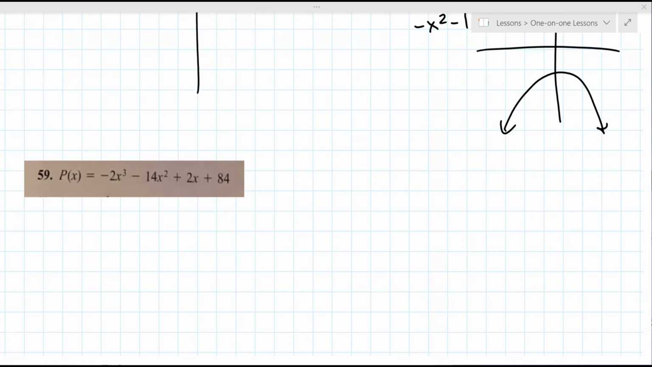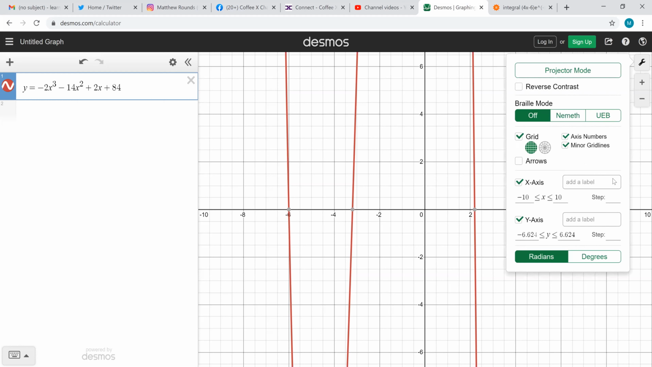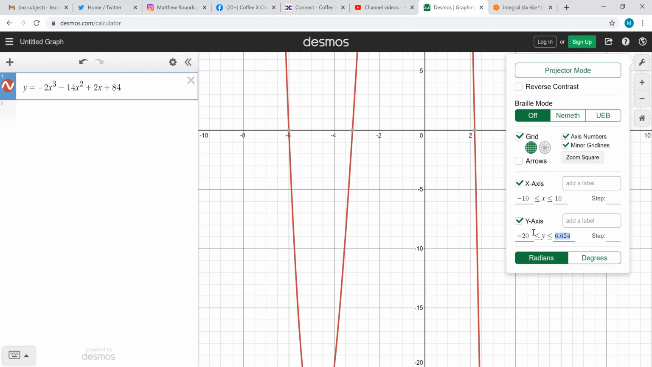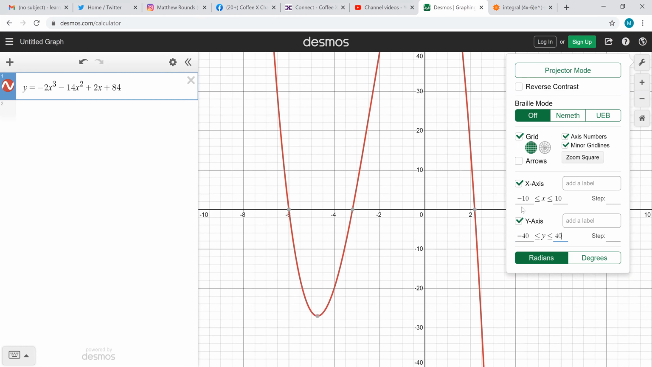Okay, so if you're seeing my screen, you should see the graph of this function. Now, what I see is that it kind of dips down and then comes back up. So what I really need to do is increase the y values. So go to the y settings. I'm going to change this to minus 20 to 20. I didn't quite get enough on either of those, so I'm going to change it to minus 40 to 40.